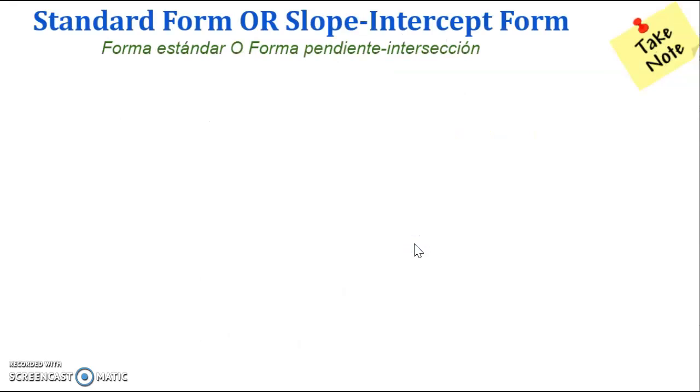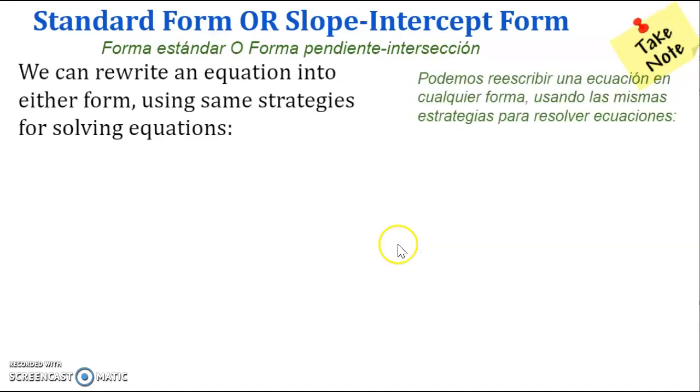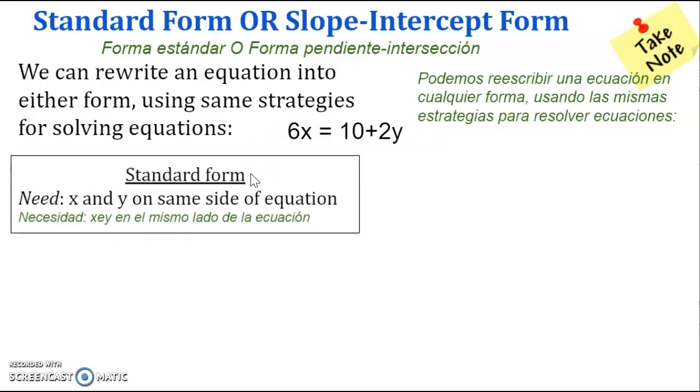Alright, so standard form or slope-intercept form, we can rewrite an equation into either form using the same strategies for solving equations, and that is the reason we went over that first. So if you're given 6x is equal to 10 plus 2y, is this in standard form or slope-intercept form? It's actually neither, because for it to be in slope-intercept form, you need y is equal to something. You don't have that. And for it to be in standard form, you need both the x term and the y term to be on the same side. So it's in neither.